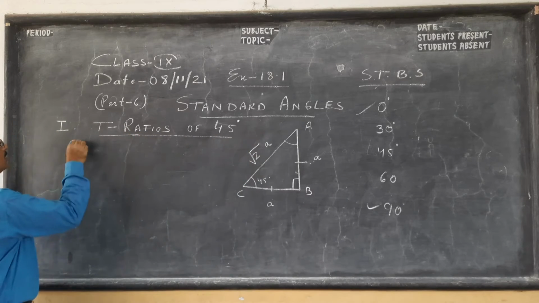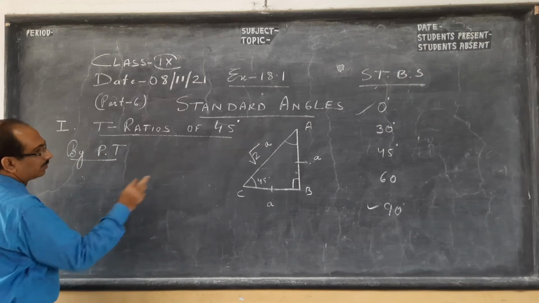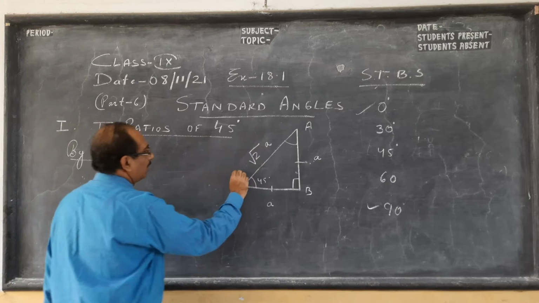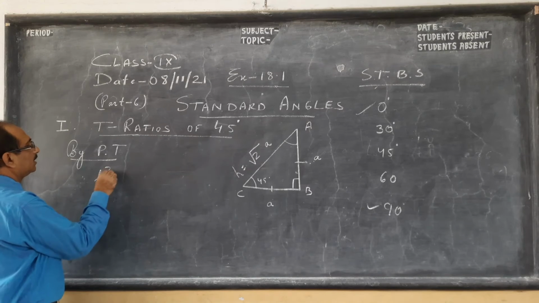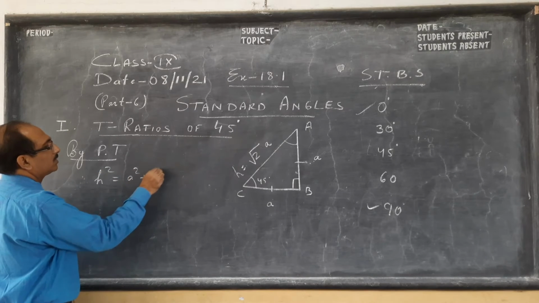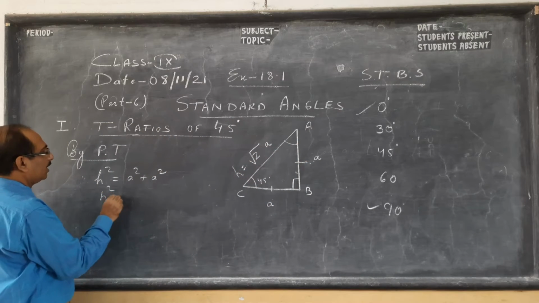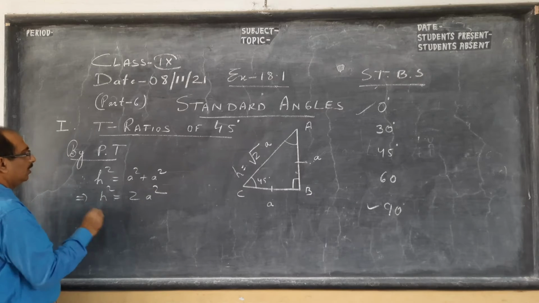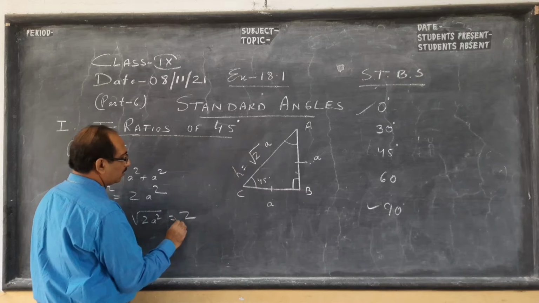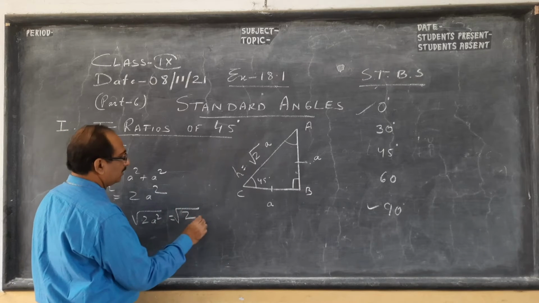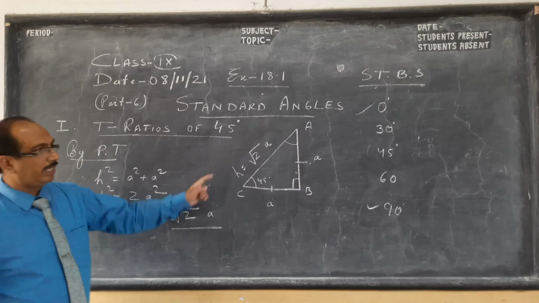It's the easiest. By Pythagoras theorem, I told you I write PT. First thing is we'll get this. Why is the hypotenuse root 2a? Let the hypotenuse be h. h square is a square plus a square. Square on the hypotenuse is square on this plus square on this. So h square is 2a square. So h is root of 2a square. Root and square, root 2 will remain, and this a square and root will cancel. So we get root 2a.